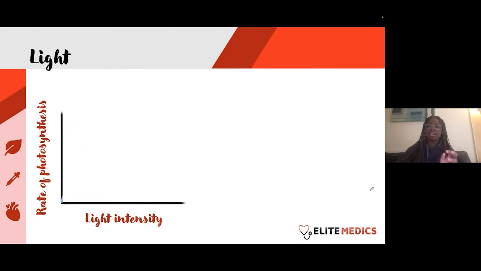Now, when you look at light intensity and the rate of photosynthesis, you have this kind of curve where the rate steadily increases, and then you reach a point where it plateaus, it levels out. At this point, no matter how much you increase the light intensity, the rate of reaction will not budge. So the light has effectively become a limiting factor. And unless you increase a different factor, such as carbon dioxide or maybe temperature or chlorophyll, it won't increase the rate of photosynthesis.